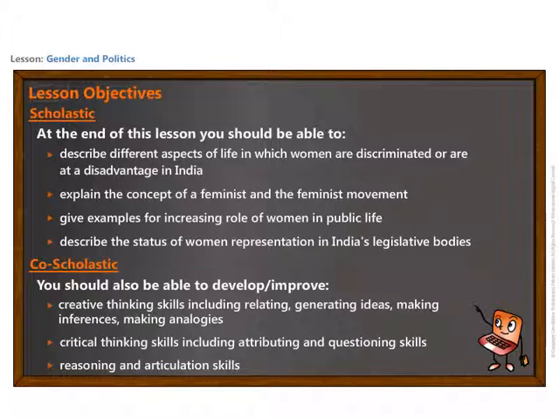Explain the concept of a feminist and the feminist movement. Give examples for increasing role of women in public life. Describe the status of women representation in India's legislative bodies.